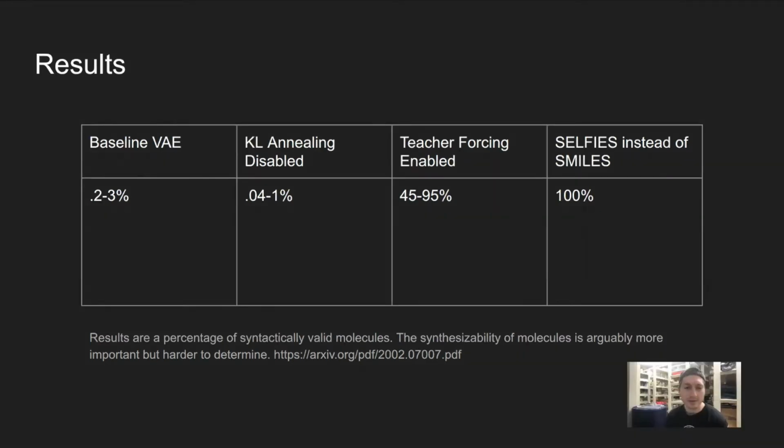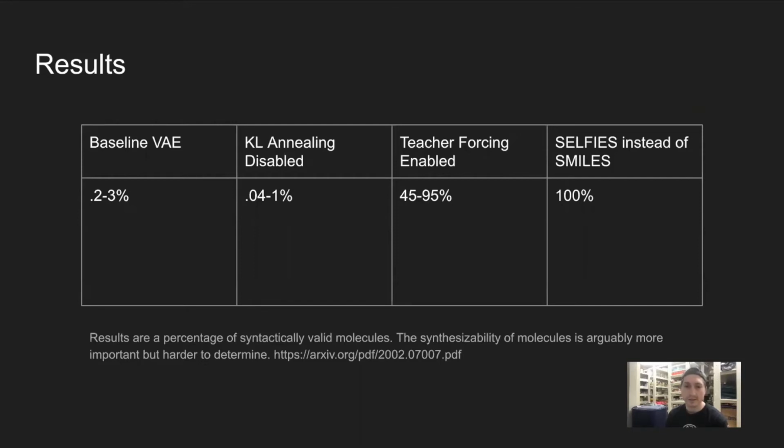All right, to wrap up, we'll just go through some of our results. We started off using the baseline variational autoencoder, and got up to about 3% valid molecules being generated. We saw a performance decrease according to our metrics when we disabled the KL annealing. Then we saw a significant improvement with the teacher forcing changes enabled.